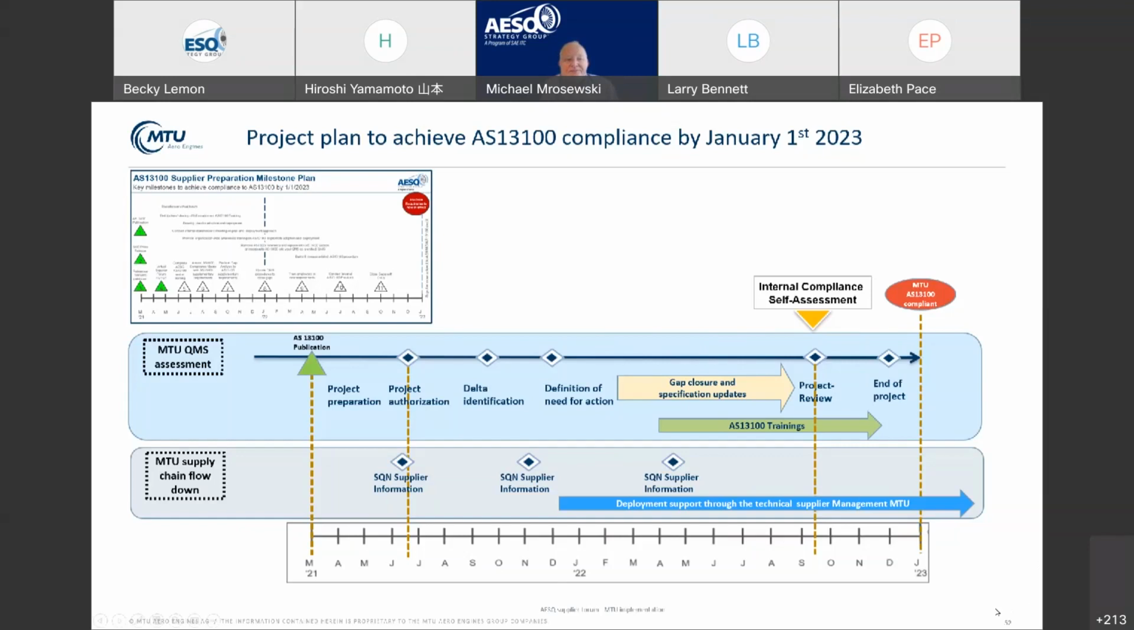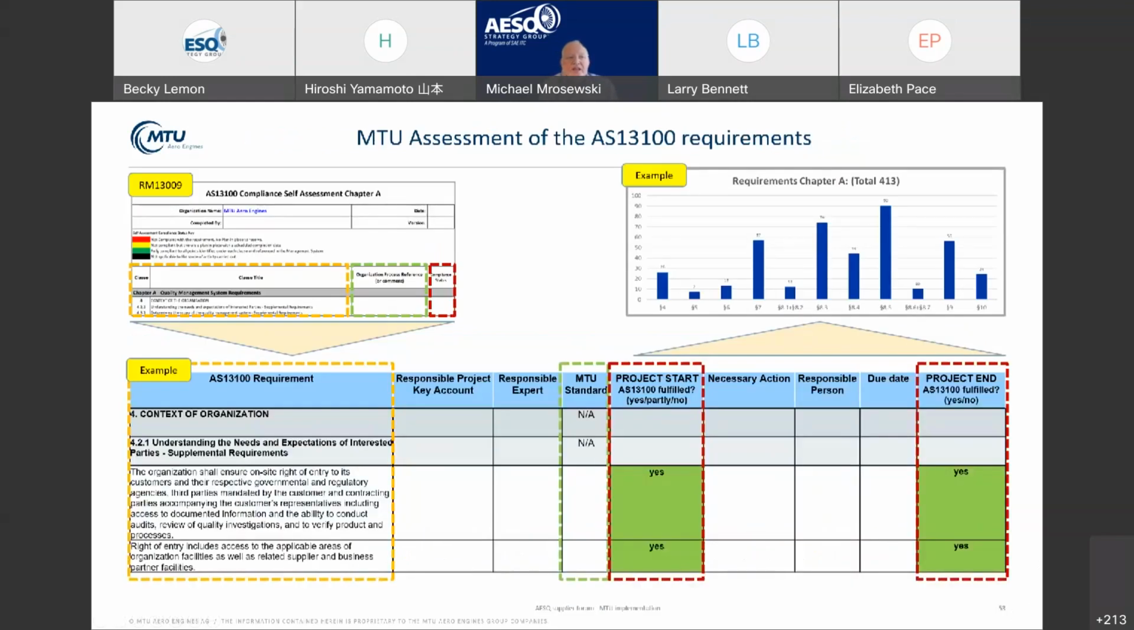Next page, please. This is just a snapshot of how we assessed it. We took two elements: the compliance self-assessment that Larry mentioned earlier, and our compliance matrix to the 9100. We broke it down in further detail. We broke down the requirements of the standard into line items and assigned to every single line item a responsible project key account, a member of the core team.